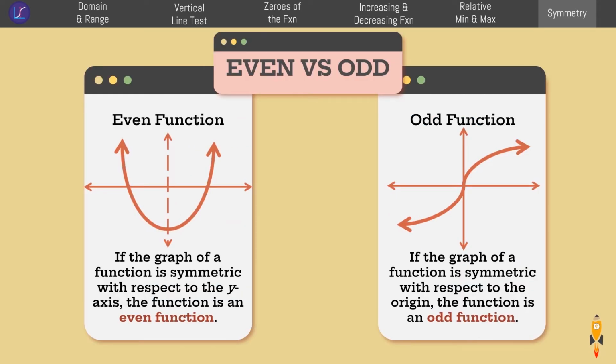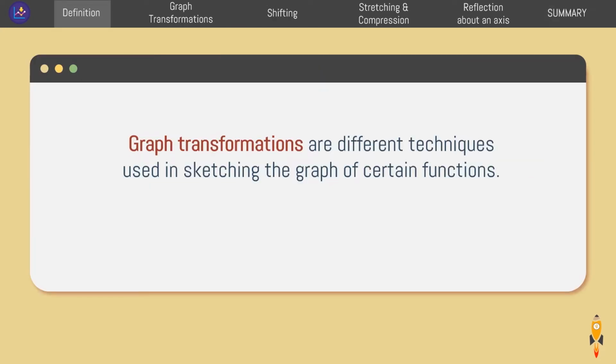What are even and odd functions? Even function. If the graph of a function is symmetric with respect to the y-axis, the function is an even function. Odd function. If the graph of a function is symmetric with respect to the origin, the function is an odd function. What are graph transformations?